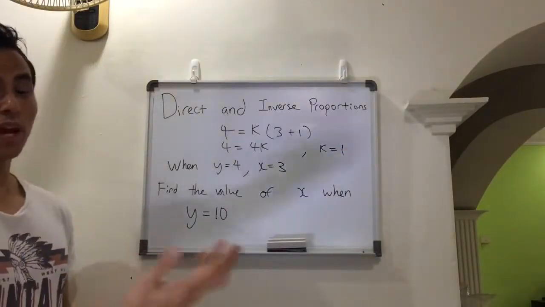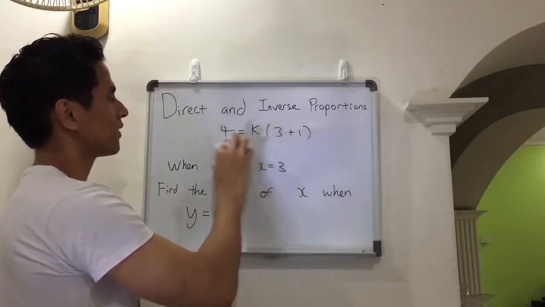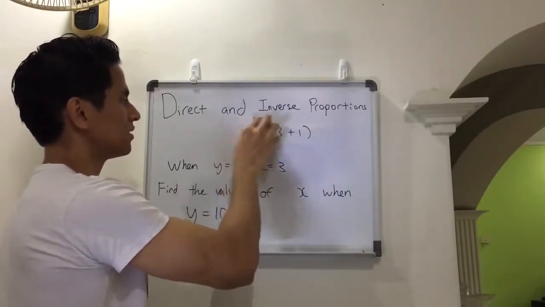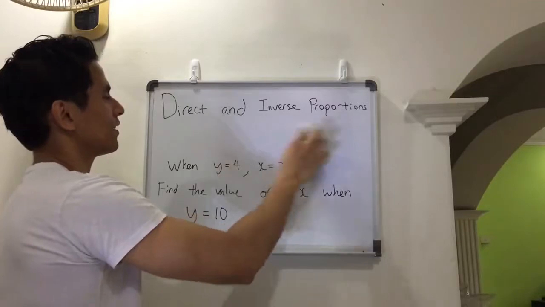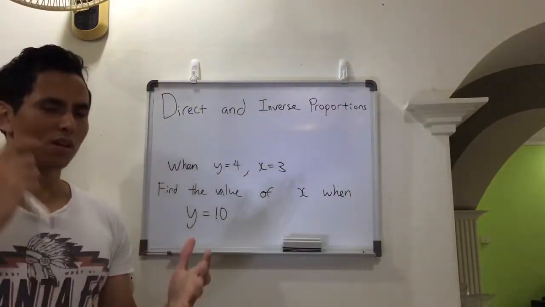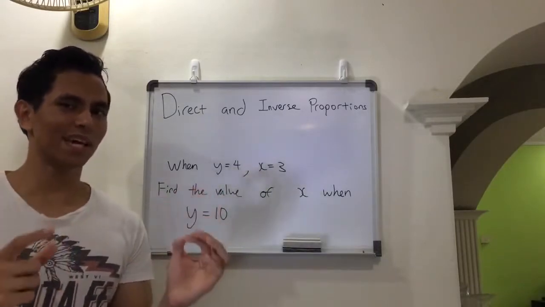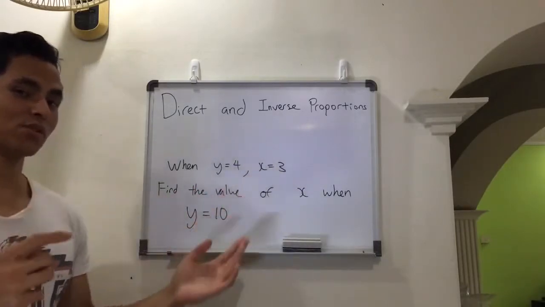Okay, so we have found what k is. That is really great. So we have to put k into the equation now. The idea of direct and inverse proportions is that every time, to start off the equation, you always have to find what k is. Once we have found k, it's really simple. Let me show you what I mean.